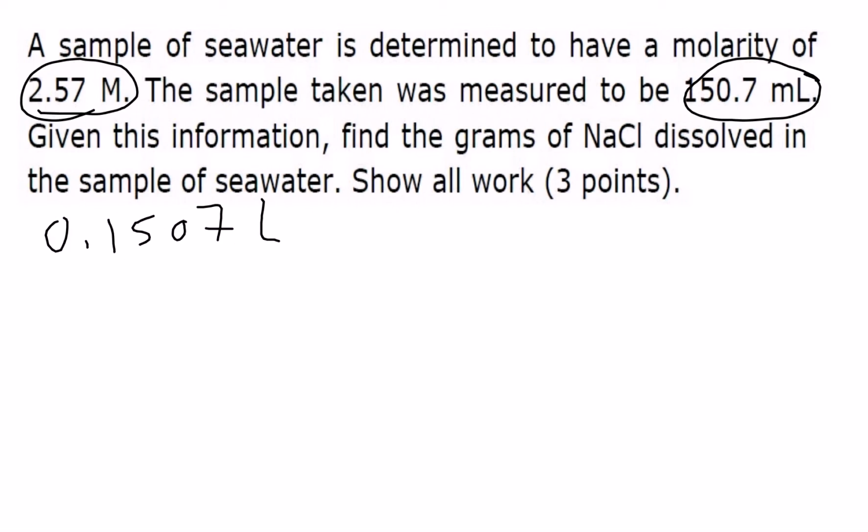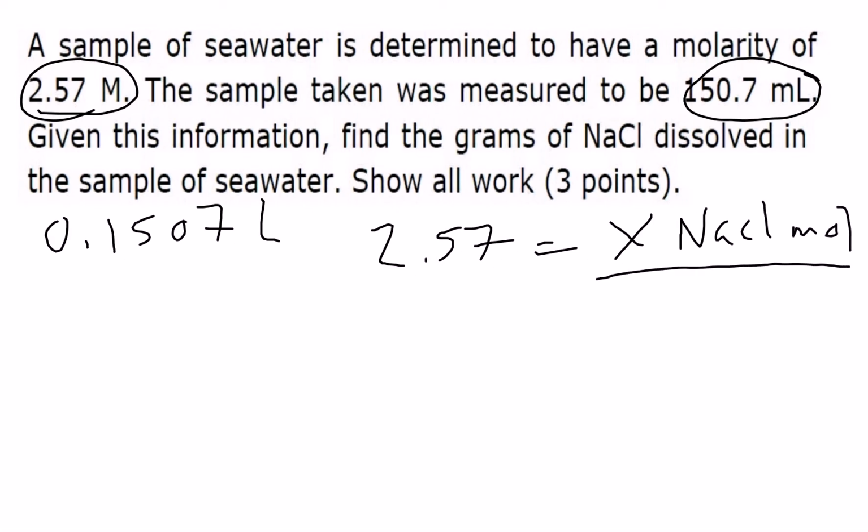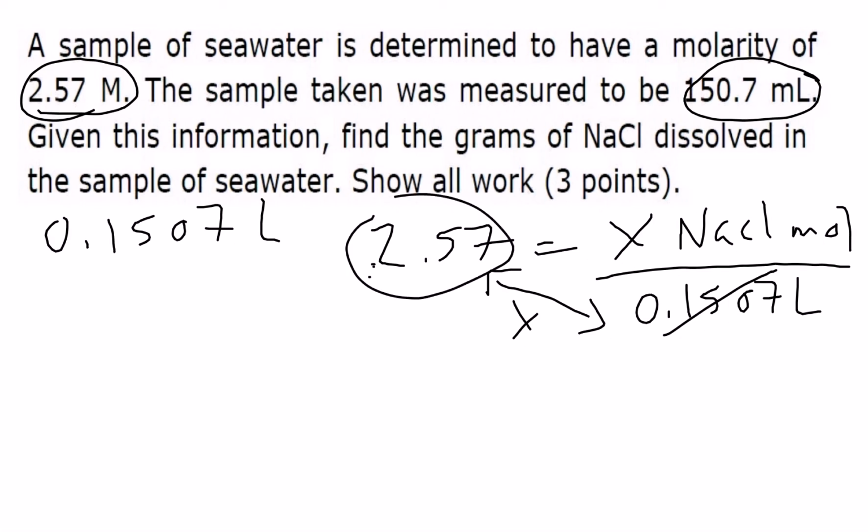So for the molarity, I've got 2.57 equal to X, because that's going to be X moles of NaCl. So this is X NaCl in moles. And then at the bottom, I'm going to have my volume of 0.1507 liters. I solved this the exact same way. I'm going to multiply the two of these together so that it'll cancel down here.